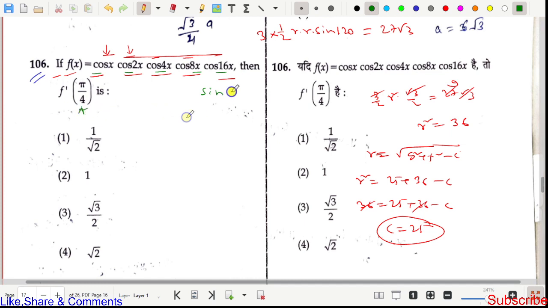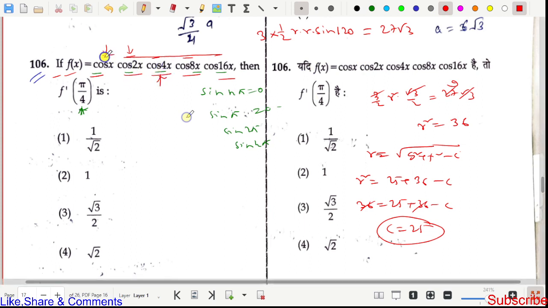Now we know that sine n pi value is 0, that means sine pi, sine 2 pi, sine 4 pi value is 0. Now for which case, if we do the derivative, we'll get derivative sine, and if we put the pi by 4, we'll get it in this form: sine pi, 2 pi, 4 pi. That means this value will be 0, no? So we will neglect this term, clear?